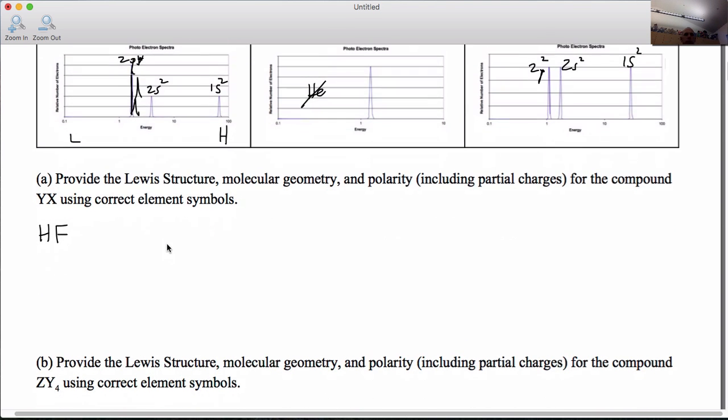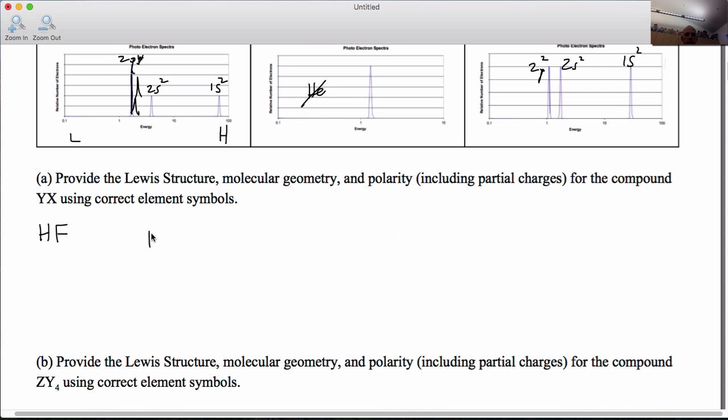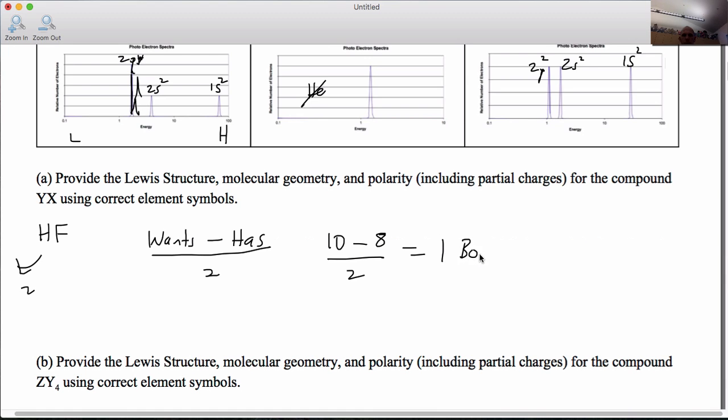Okay. So octet, that's what it wants, minus valence, has, divided by 2. So what does it want? Well, it wants to have 2 plus 8. That's 10. We know that there's an exception there. Hydrogen only needs 2. Minus what it has. Well, that's 1 and 7. So that is going to be 8 divided by 2. So that's going to be 2 over 2, or 1 bond.